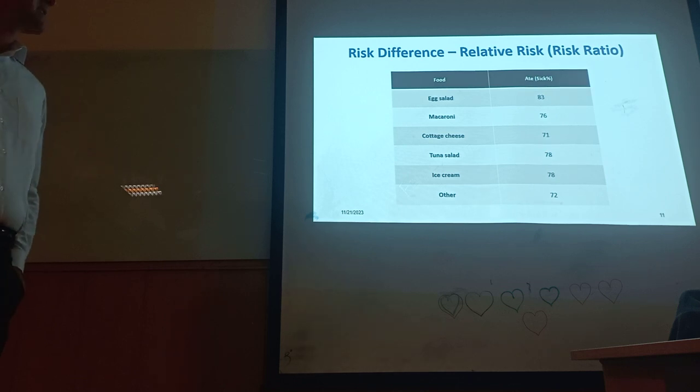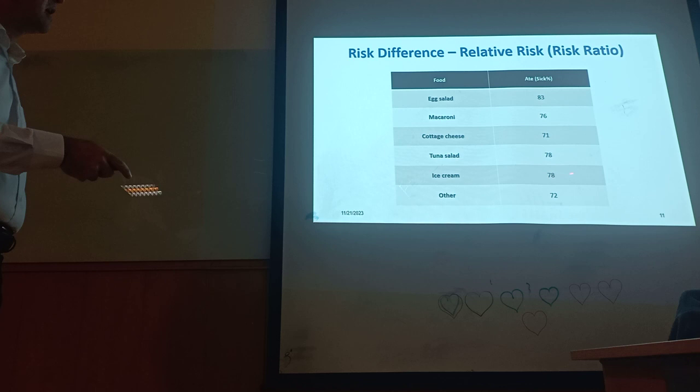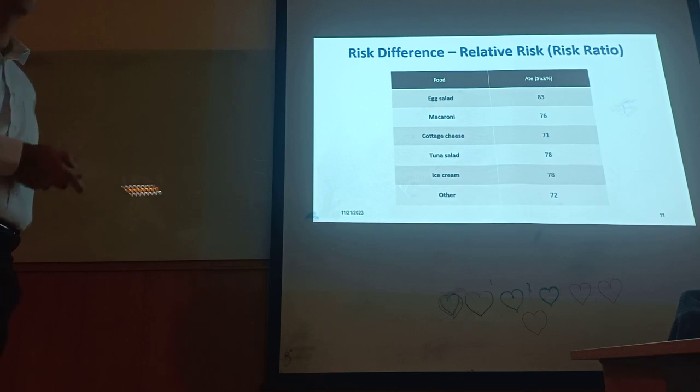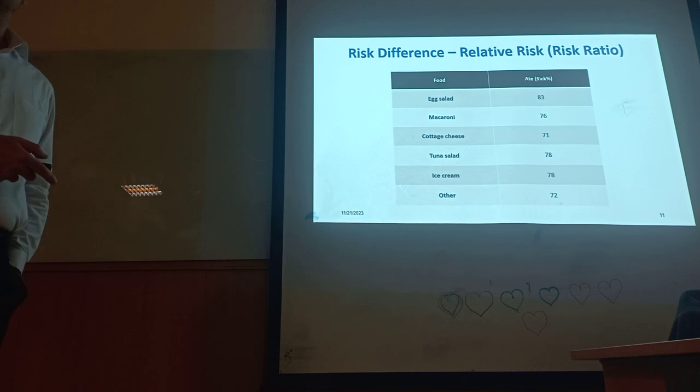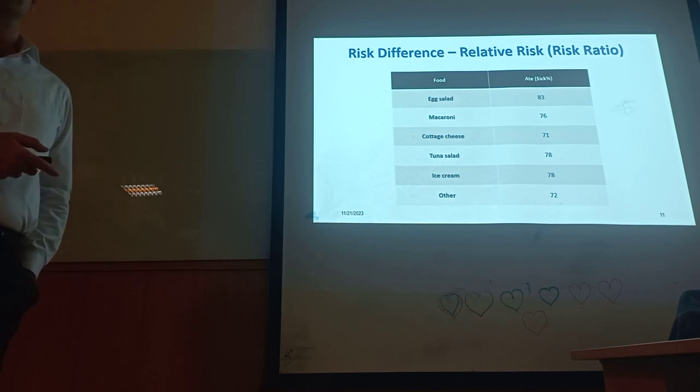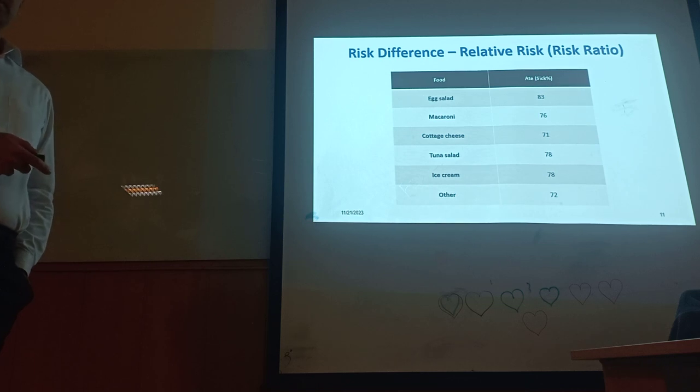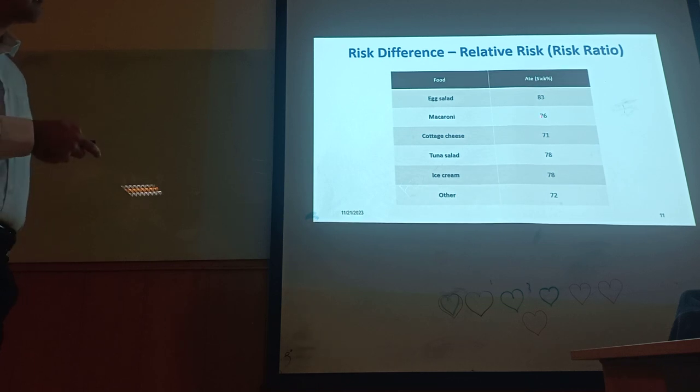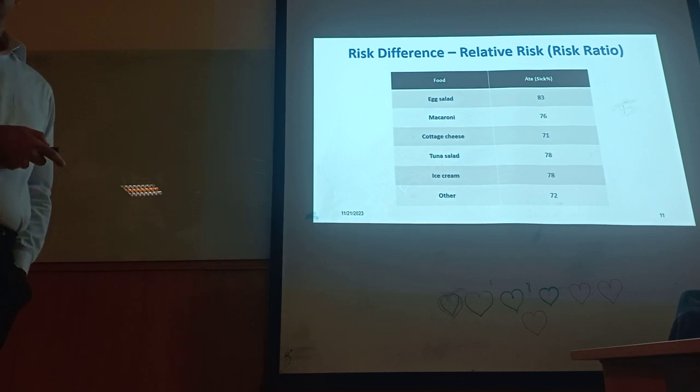The absolute risk for tuna salad is 78, and for ice cream is 78, and for other food items is 72. So, which food item is responsible for the disease? Egg salad. Excellent. Why? Egg salad is high risk. It is good, but 76% of those who ate macaroni got sick.